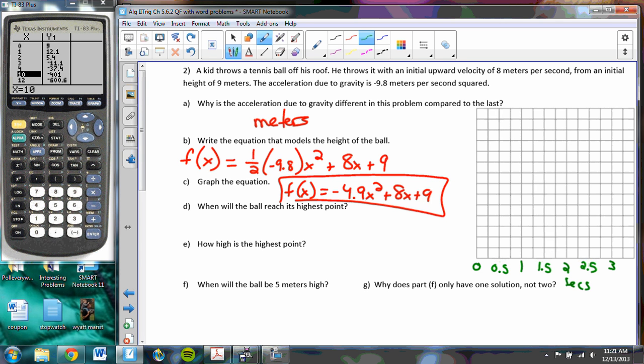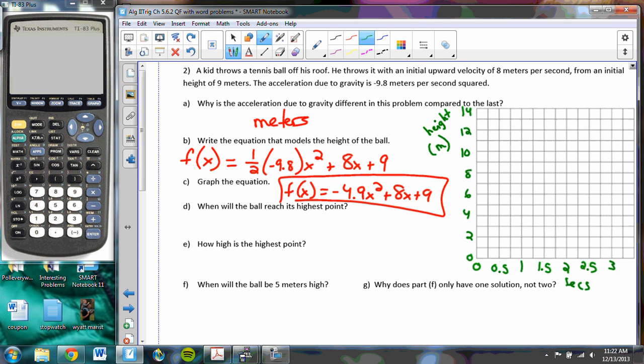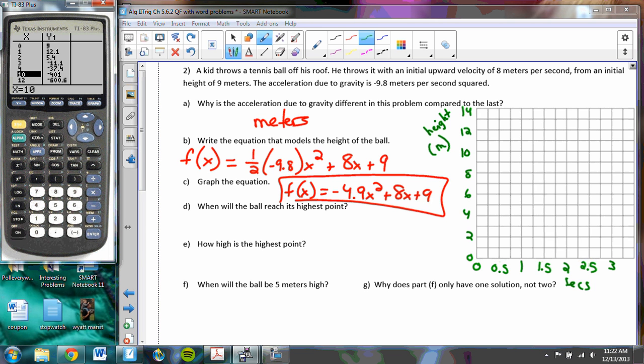12.1 is the highest thing I have here, so I'm going to count. This grid goes to 14, so I'm just going to count by ones: 2, 4, 6, 8, 10, 12, 14, and this is the height in meters, not in feet. Well, I'll make my window: my x value is going to go from 0 to 3, counting by 0.5, I guess is fine. My y values go from 0 to 14, counting by ones. And there's my parabola.